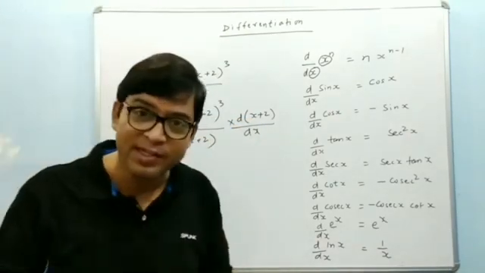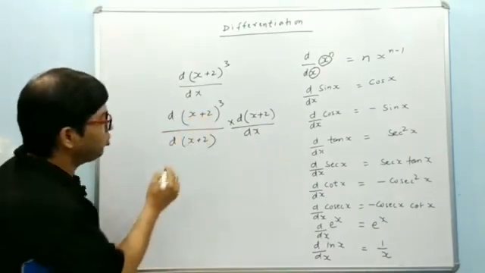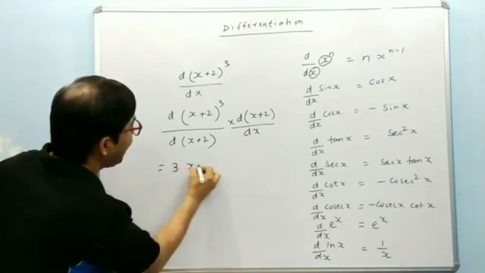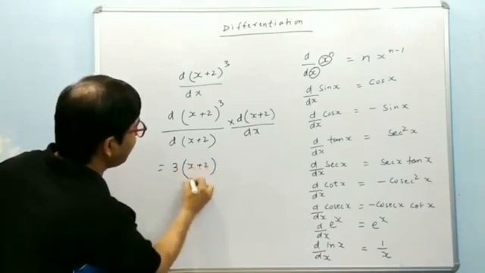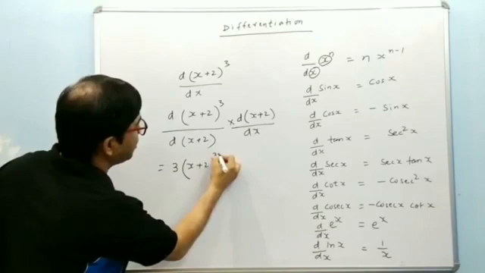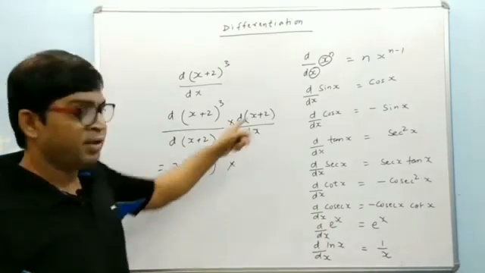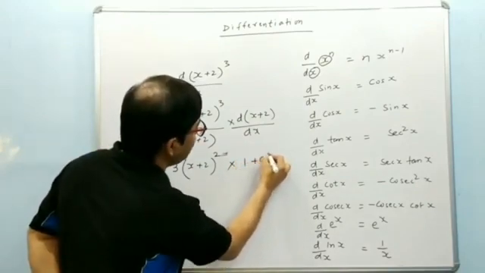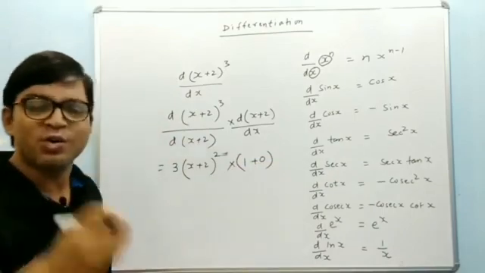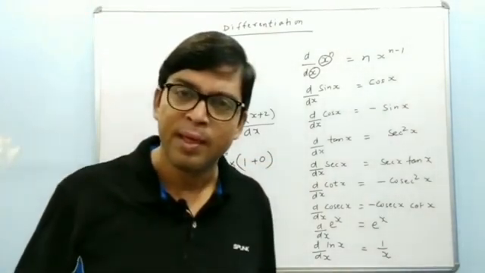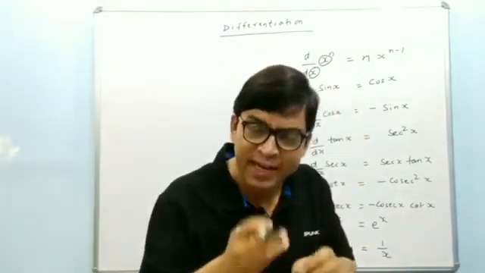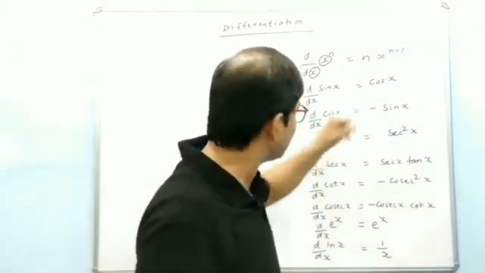Now it will give the result: something to the power n, with respect to that, is n into that, that is 3, into that thing, x plus 2 to the power n minus 1. 3 minus 1, that is 2, you can write, and here differentiation of x is 1 and differentiation of 2 is 0. We know that differentiation of a constant thing is 0. Very much clear?